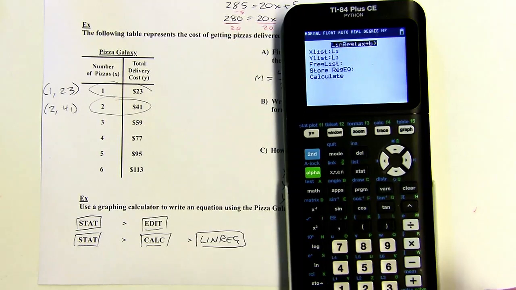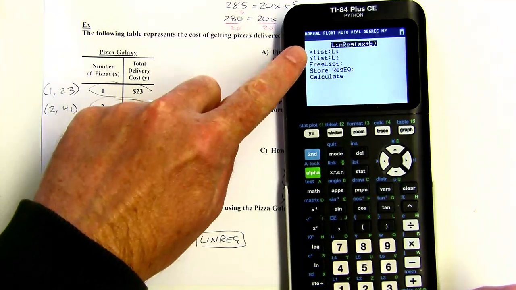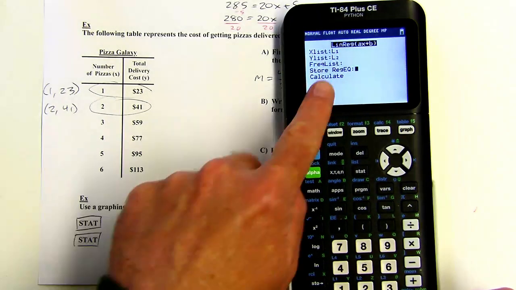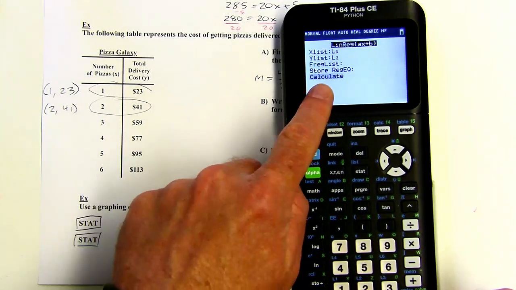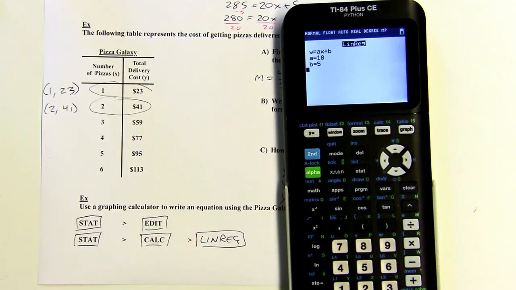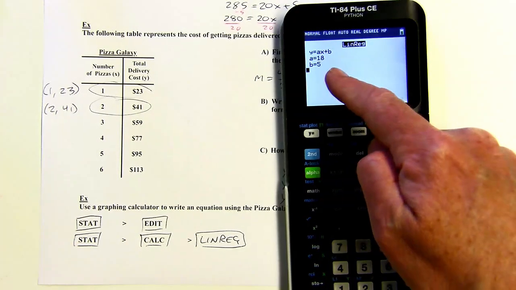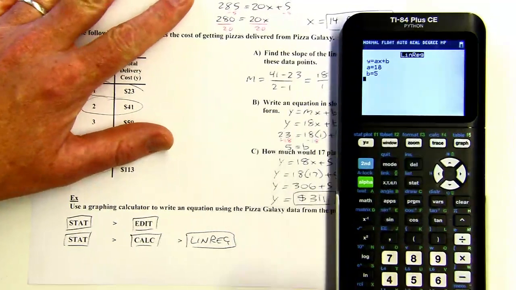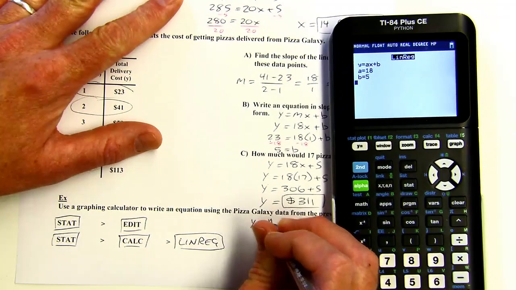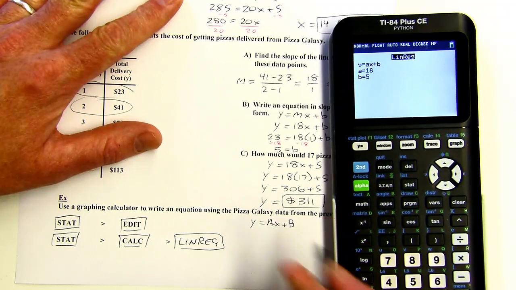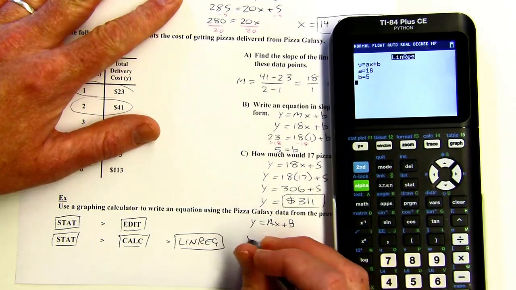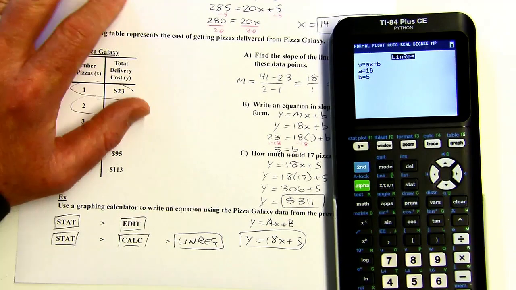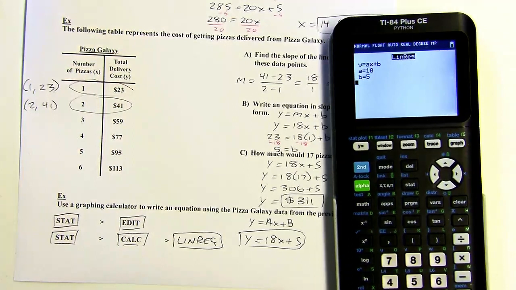I'm going to hit enter. Okay, it's going to ask me which list to use. I'm using L1 and L2, so I'm just hitting enter twice to get past this. Some of your calculators might not have the screen at all. I'm just hitting enter, enter, enter until I get down to calculate, or you can just scroll down there. And now when I say calculate, it's giving me the equation. It calls it y equals ax plus b form. But then it tells me what the a and the b are, right? It says a is 18, b is 5, which is exactly what we got when we wrote the equation. But you can also do that with technology like so.